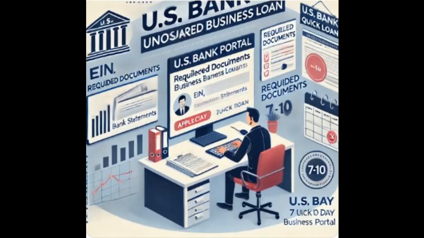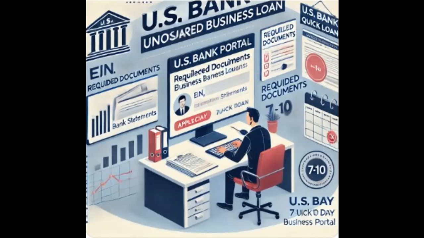Understanding the loan details. The U.S. Bank Quick Loan provides unsecured loans up to $50,000, with repayment terms up to 48 months. Fixed interest rates start at approximately 8.99%, depending on creditworthiness and other factors. Loans up to $250,000 are available for secured options. These loans are designed for businesses needing funds for various purposes, including inventory, operations, or accounts receivable.